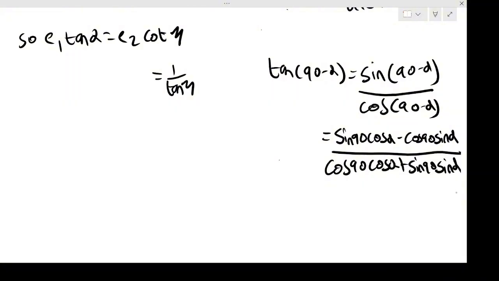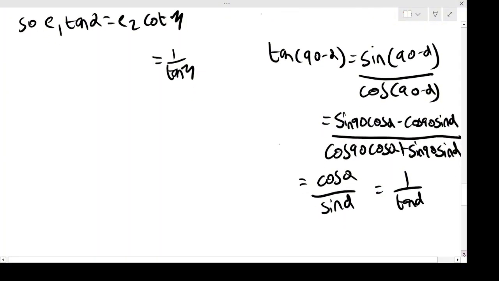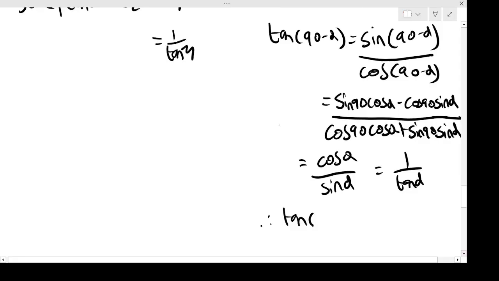So hopefully you're happy with that. And then we can evaluate sine and cos of 90. So that will simplify to cos alpha over sine alpha. Okay, and there we are. So what is that expression? It's going to be 1 over tan alpha, or cot alpha, whatever you want to call it. So therefore tan of 90 minus alpha is the exact same as 1 over tan alpha.